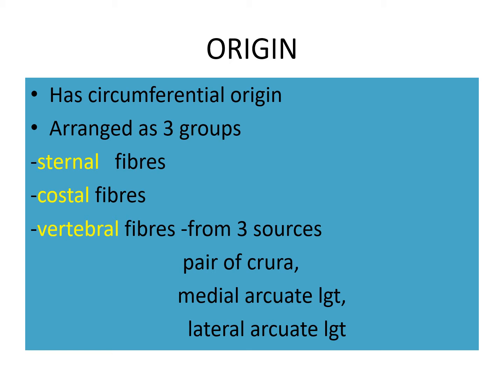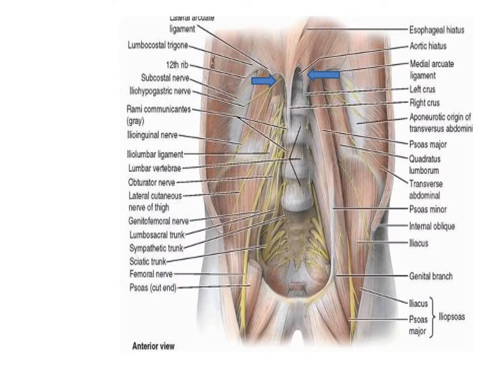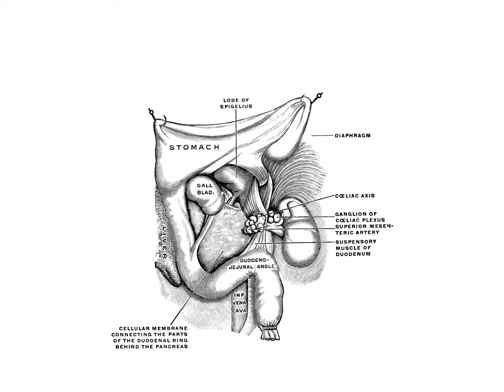Now we will see the vertebral origin in detail. Here you can see the sternal origin, costal origin and the vertebral origin. First of all, a pair of crura, that is the right crus and the left crus. The right crus is attached from the front of the body and intervertebral disc of the upper 3 lumbar vertebrae, and it is larger and has a prolonged attachment because it has to contract against the liver, and it gives attachment to the suspensory muscle of the duodenum, which is attached to the duodenojejunal flexure.